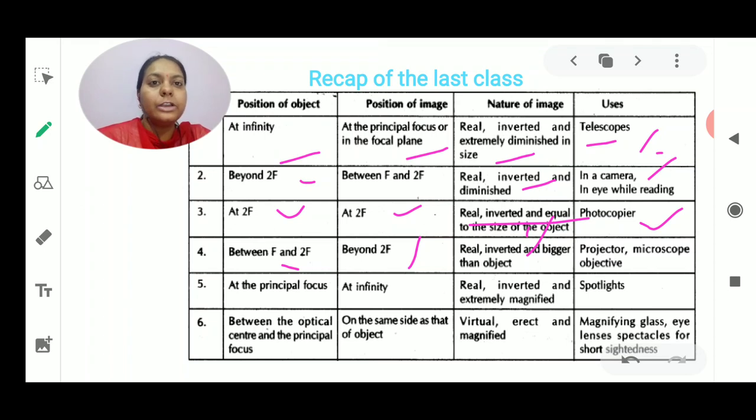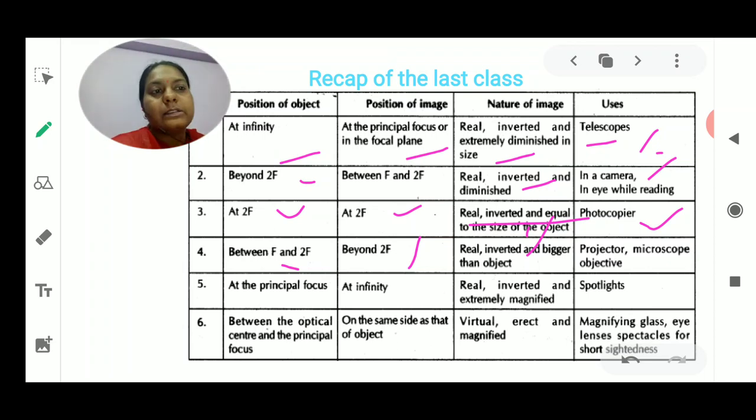Okay, so these are helpful in the projector and microscope. So why am I displaying this image, and why am I discussing it? Because we have seen the image formation in convex mirrors, but we have not seen the uses of the convex mirror. The uses of the convex mirror are also written in the last part of this table. That is why I am explaining this part again.